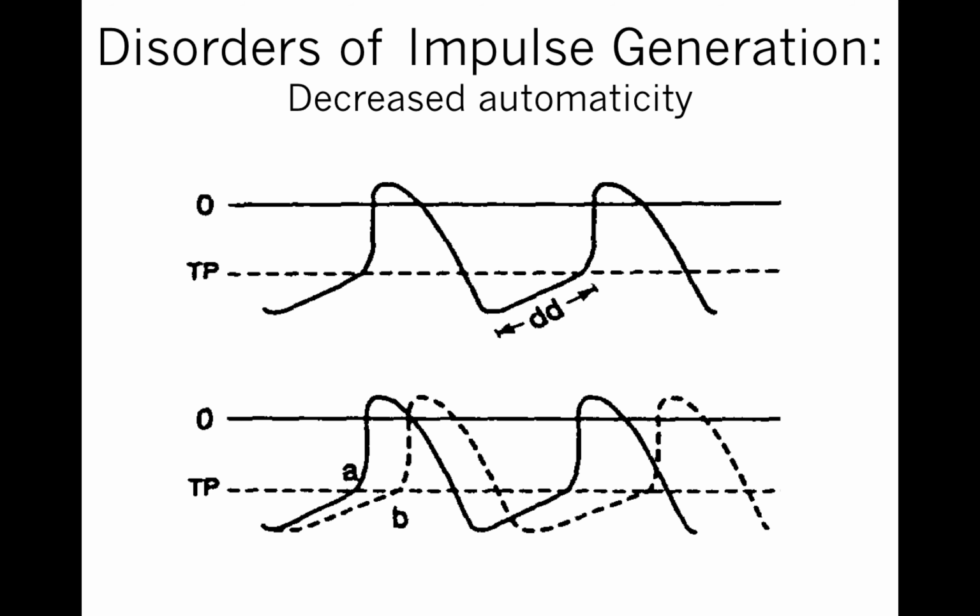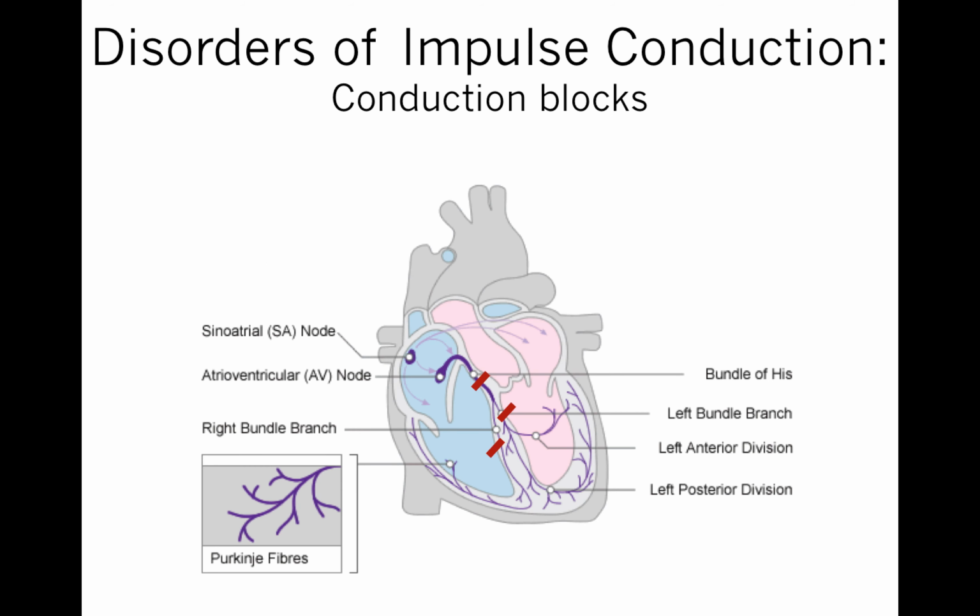Decreased automaticity can be caused by multiple factors. This includes disease of the sinus node, disease of the AV node, or medications, for example. There's multiple things that can lead to decreased automaticity. The second cause of bradyarrhythmias is a disorder of impulse conduction, so conduction block. So even if the automaticity is normal, there could be an interruption of depolarization within the conduction system. This could occur at the level of the AV node or below the AV node at the His Purkinje system.